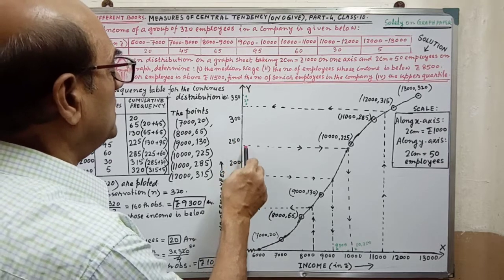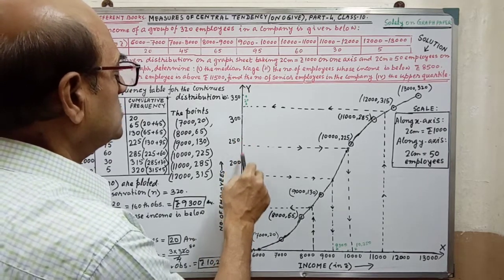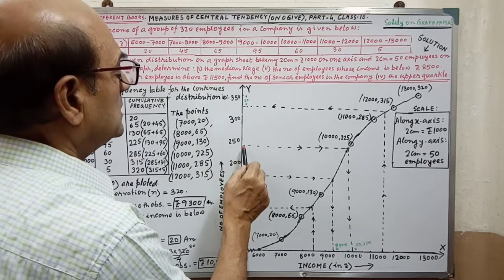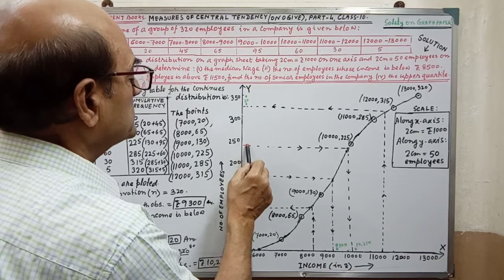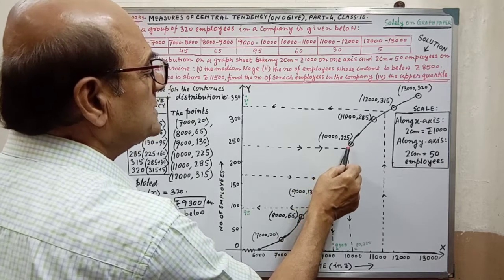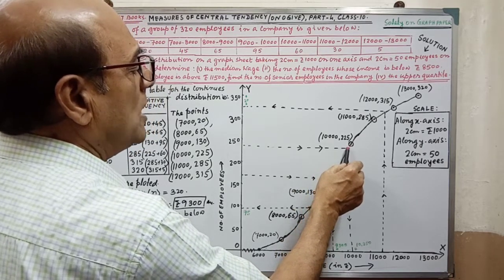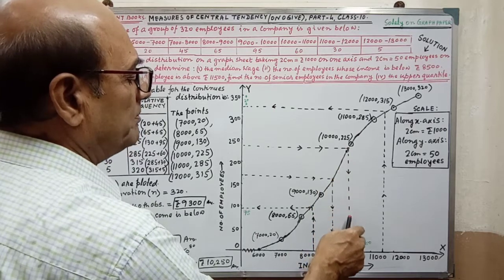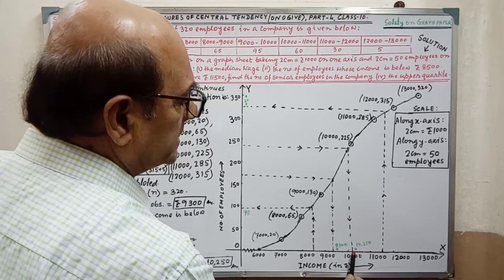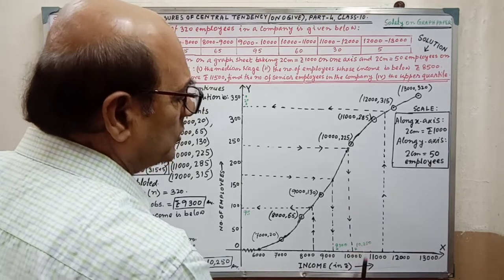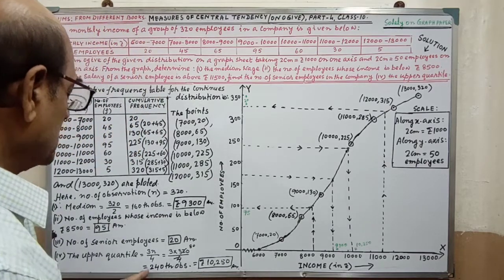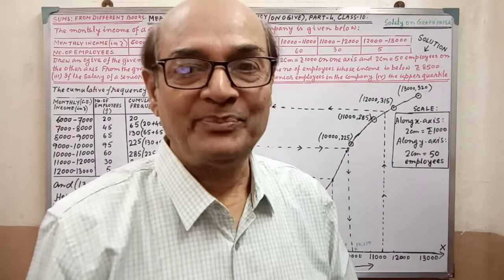This is the 250, and approximately between this we are getting 50. So 10 division you have to take between this. Then we are 240. From here we have to draw a parallel line parallel to x-axis, and it will meet the ogive at this point. From this point we have to draw another perpendicular on x-axis. It will meet x-axis at this point. The value of this point approximately 10,250. This is the value of upper quartile.